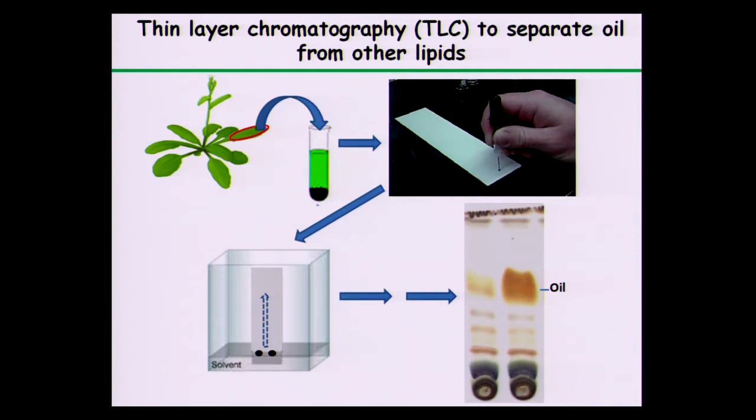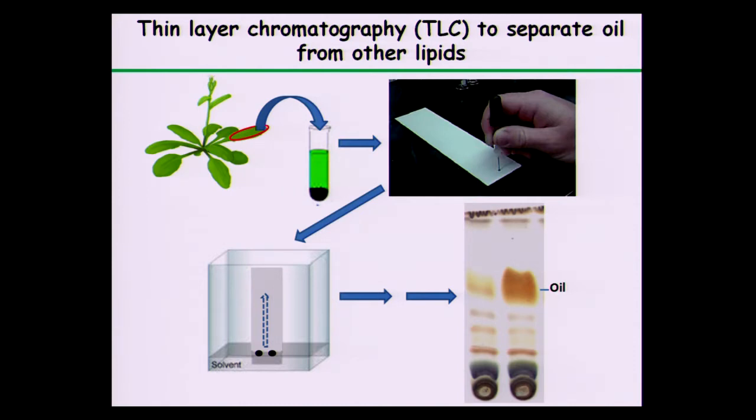The basic procedure includes extracting lipids from, for example, leaf with organic solvent, then spotting lipids on the end of TLC plates. The TLC is normally coated with silica gel. Then we place this TLC in a solvent system, which allows the carrier to move upward to separate different lipids. After separation, the plates are stained with a reagent. Here I show you the chromatogram, and here is oil.